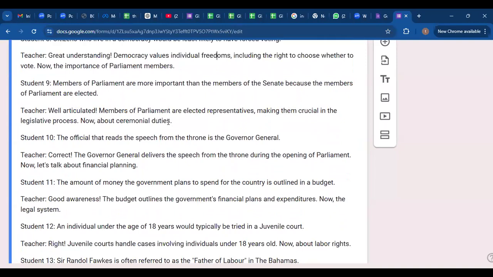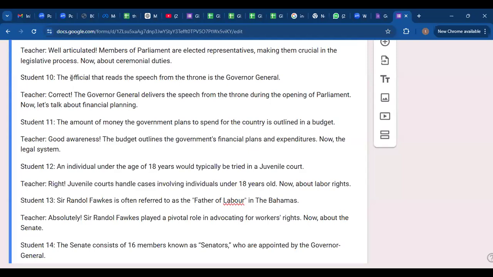Now about ceremonial duties. The official that reads the speech from the throne is the Governor General. Correct. The Governor General delivers the speech from the throne during the opening of Parliament.